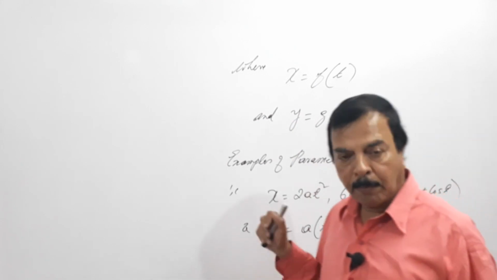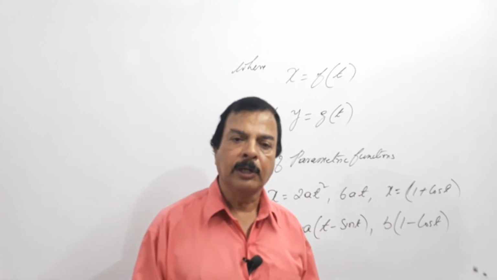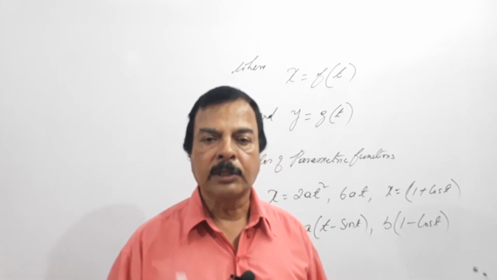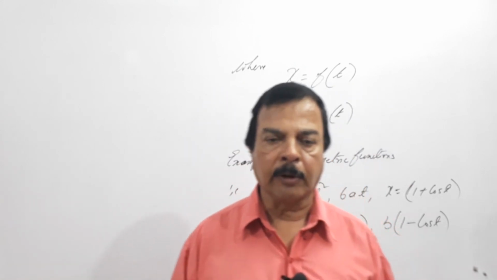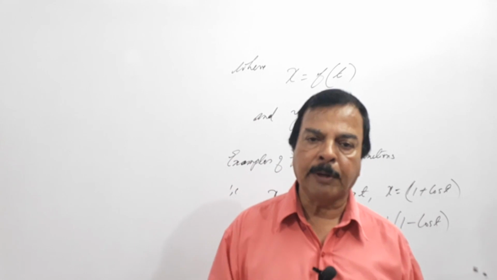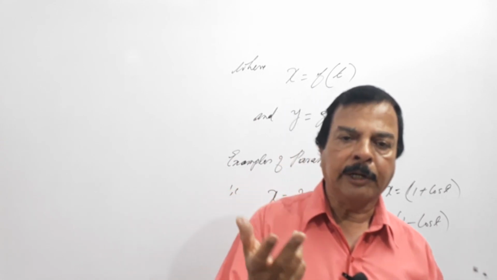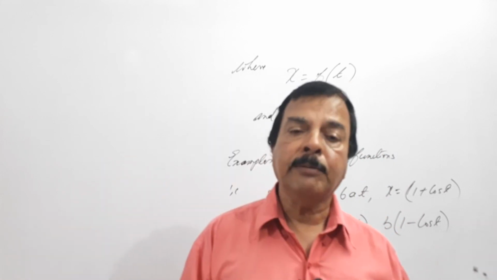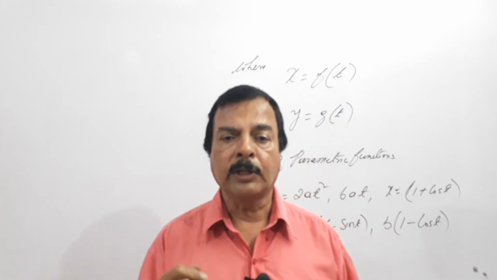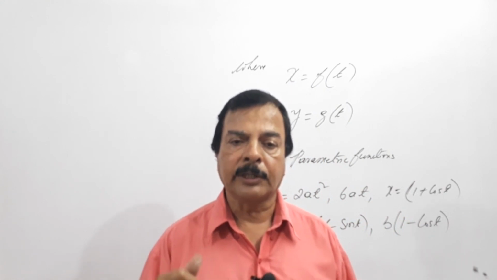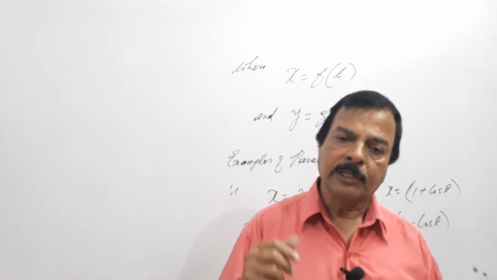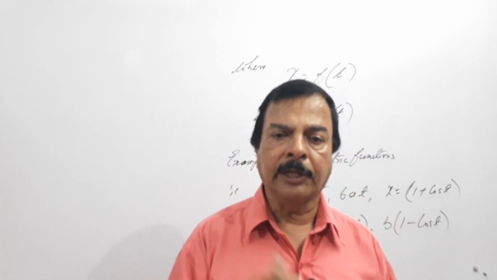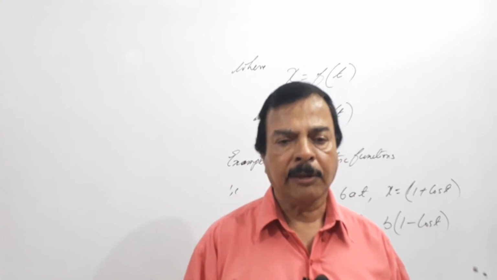Apart from this, in some problems we will be asked, find dy by dx at t equals pi by 2 or pi by 3 or pi by 4. Pi by 2 means 90 degrees, pi by 3 means 60 degrees, and so on. I will be telling you in detail when I am working the problems. Sometimes it will be difficult for you to remember what is cosecant 45 degrees or what is tan 60 degrees or what is secant 60 degrees or secant 30 degrees or tan 45 degrees and so on.